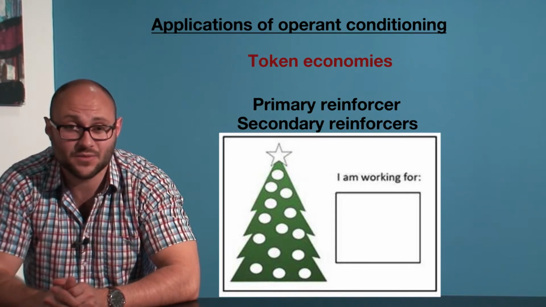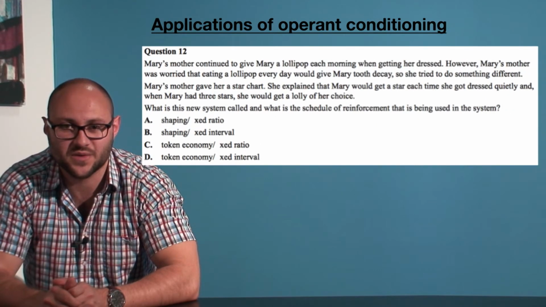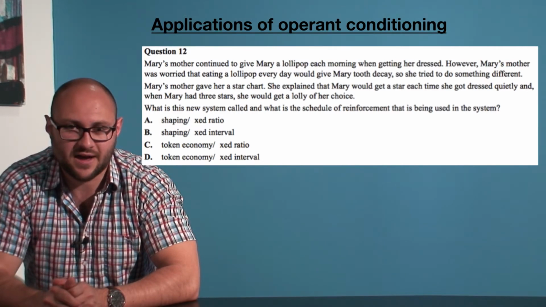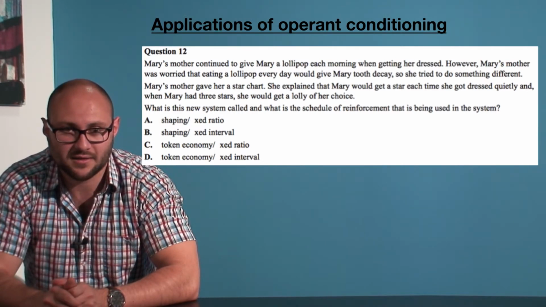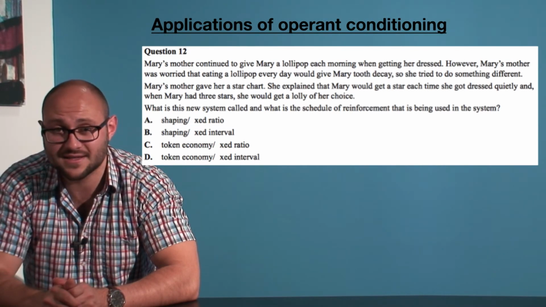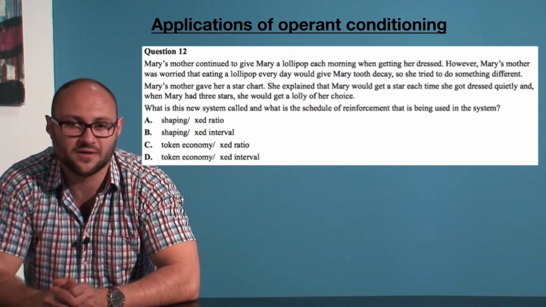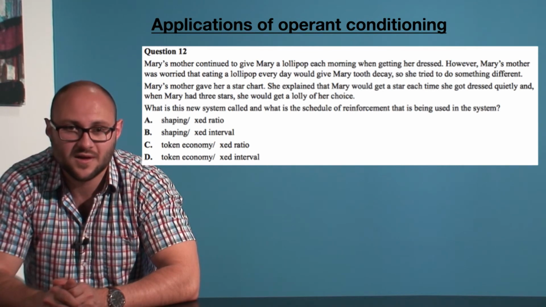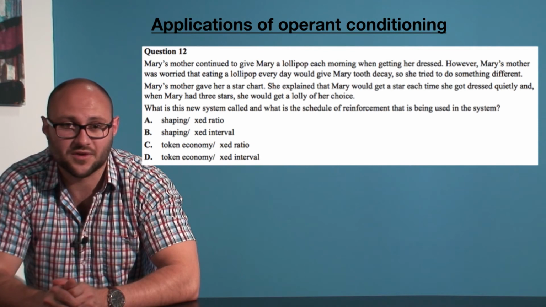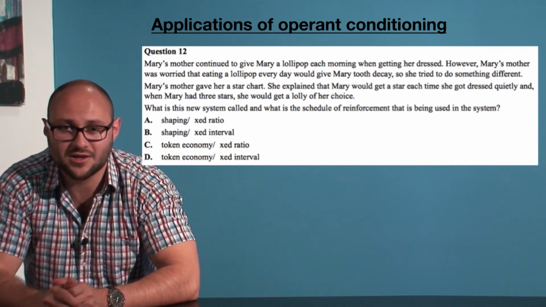Okay, how about an exam question? Here is one from the 2012 VCAA exam. In this scenario, Mary earns a star every time she gets dressed quietly. After she has acquired 3 stars, she can trade them for a lollipop. We need to answer both which application of operant conditioning is being used and, as a bonus, which schedule of reinforcement is being used. The stars here are acting as symbolic tokens that can later be traded for a primary reinforcer. Straight away, you should be able to recognise this as a token economy.